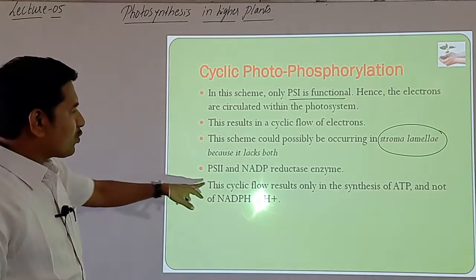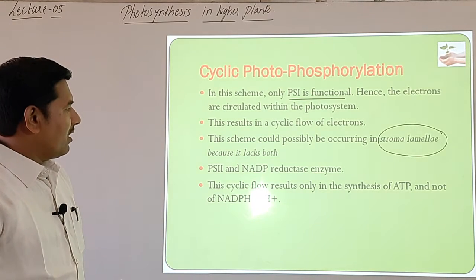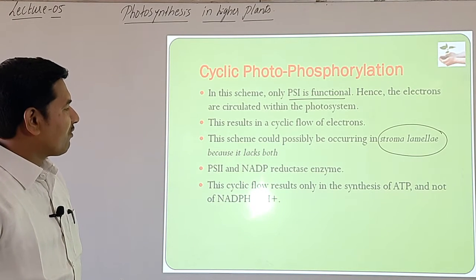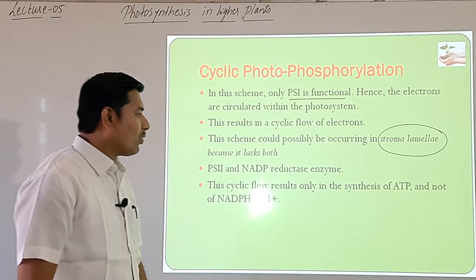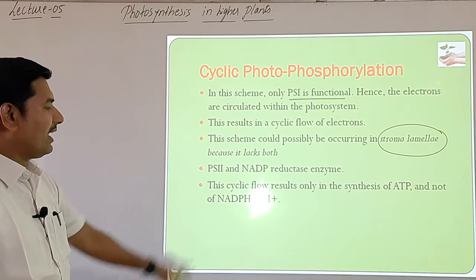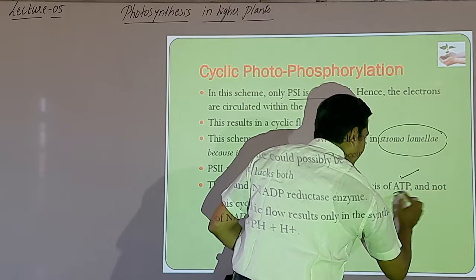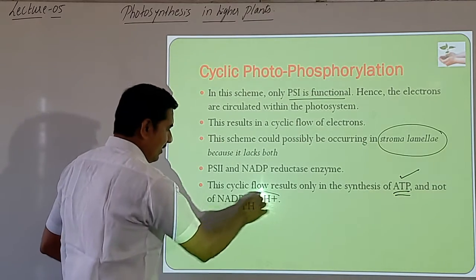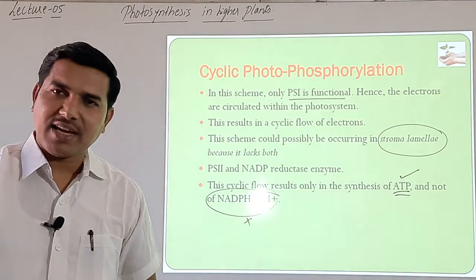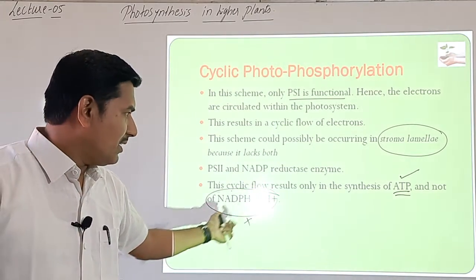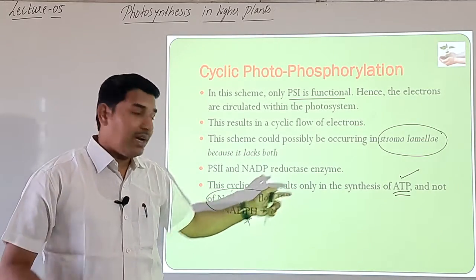Then PS2 and NADP plus reductase enzymes, they are not present in the cyclic photophosphorylation. Then this cyclic flow results only in the synthesis of ATP and not of NADPH plus H plus. ಇಲ್ಲಿ ATP ಒಂದೇ ತಯಾರಾಗ್ತದೆ, while NADPH plus H plus is not synthesized in this process. ಇದು synthesize ಆಗಂಗಿಲ್ಲ. Okay, because both of them are produced in non-cyclic, and in cyclic only ATP is produced.